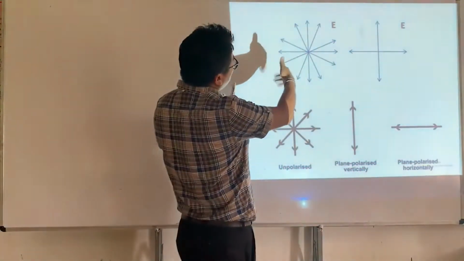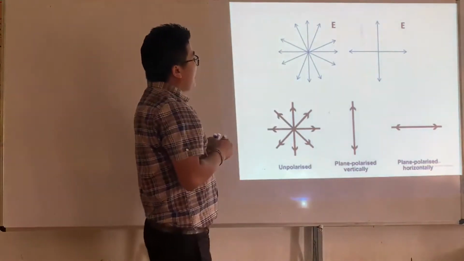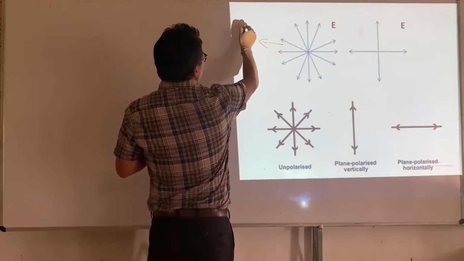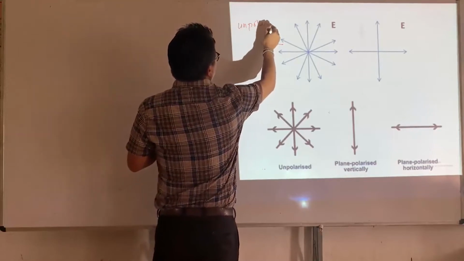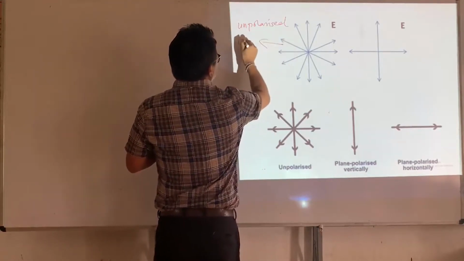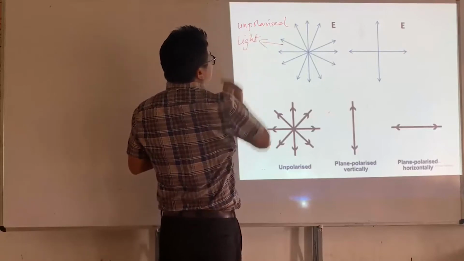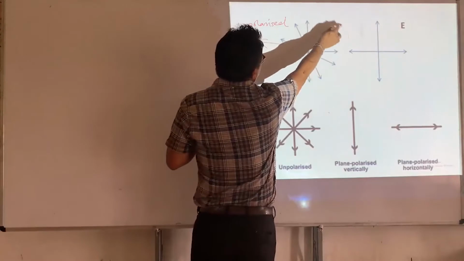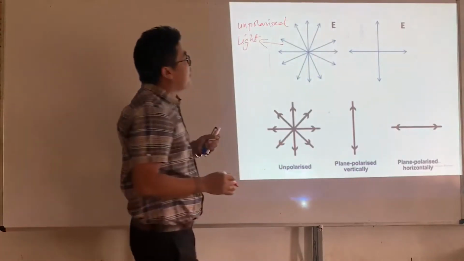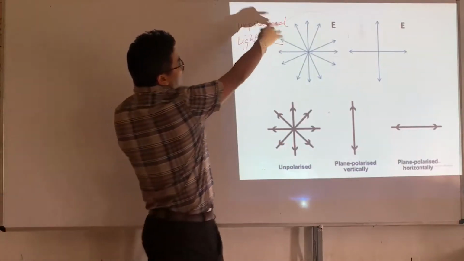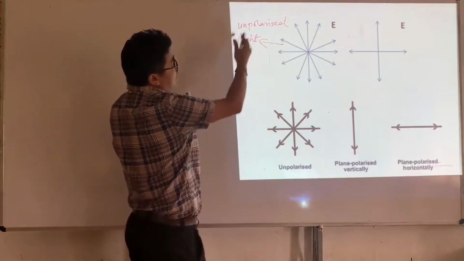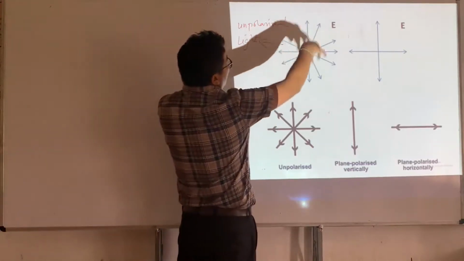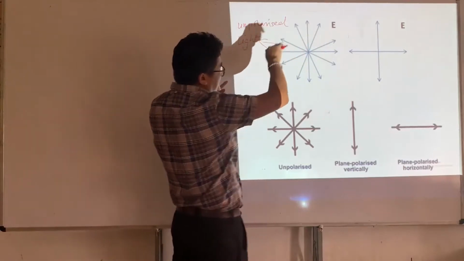Normally we would like to show you only the electric field, and this is what we call unpolarized light. The definition of unpolarized light is that the oscillation of the electric field is confined in this plane. So if this plane is the XY plane, then the oscillation of the electric field is all along the XY plane.